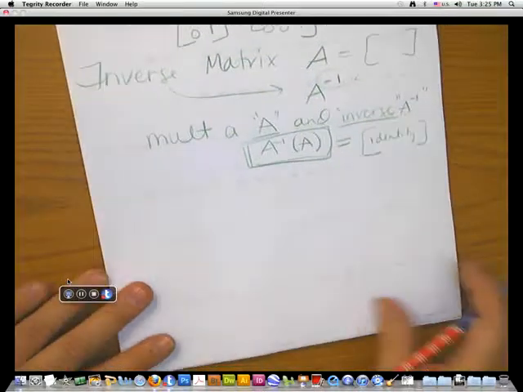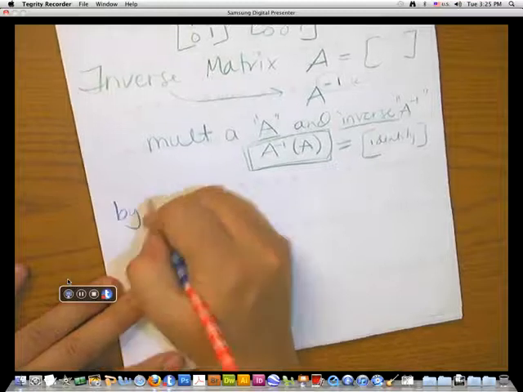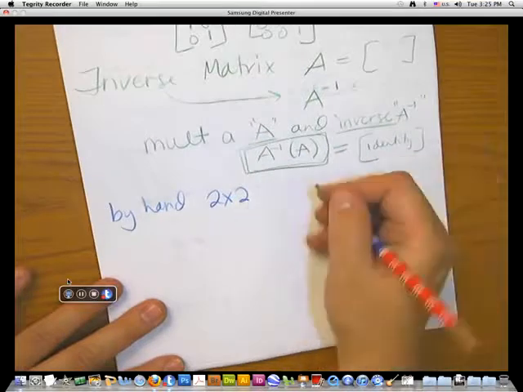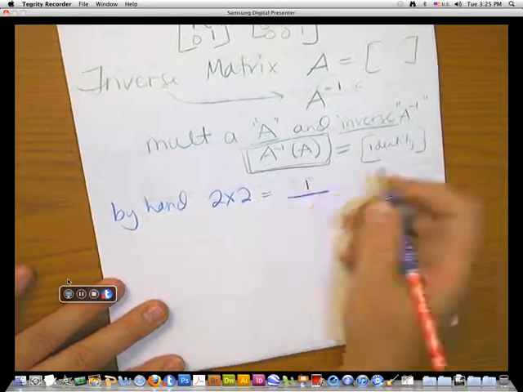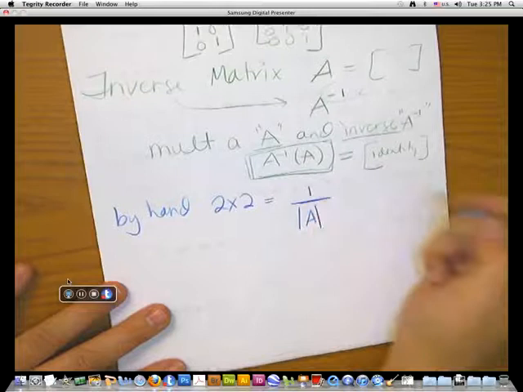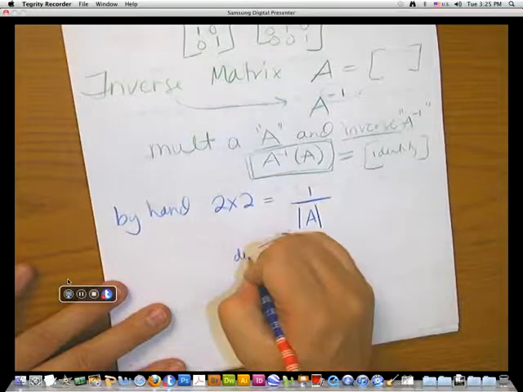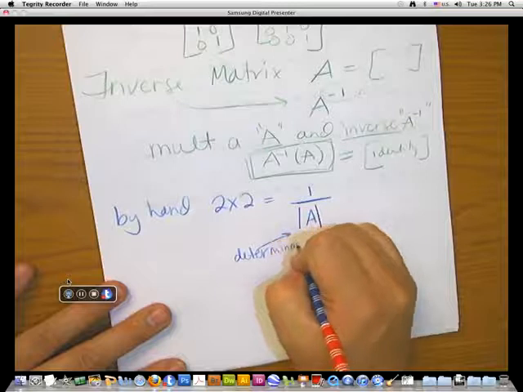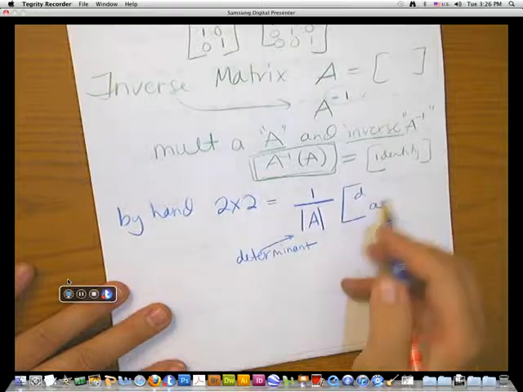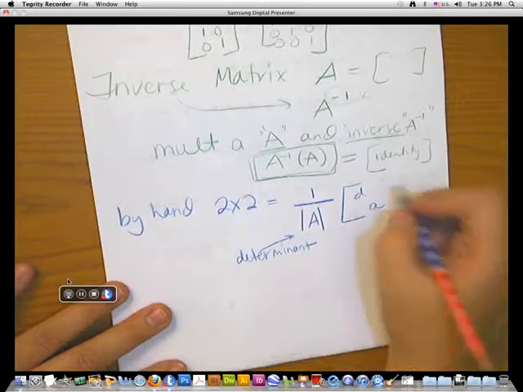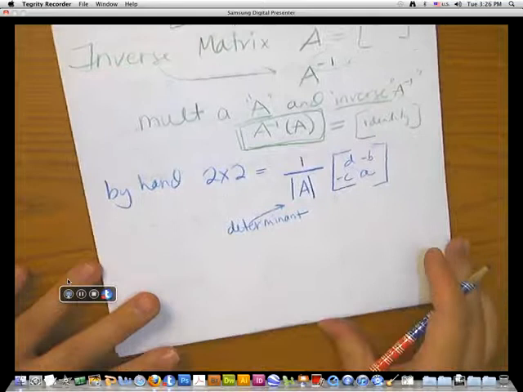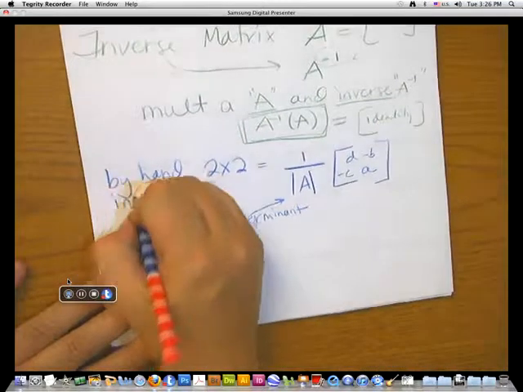If you're going to find an inverse by hand, and we can do this for a 2 by 2, it has a formula. It's 1 over the determinant of A. It's not an absolute value, it's the determinant, the determinant of A, times the matrix where these are interchanged, and these are opposite signs. And that's how you find the inverse by hand.